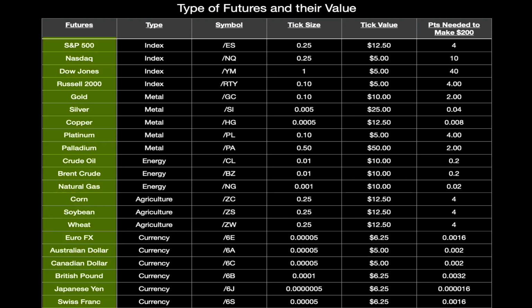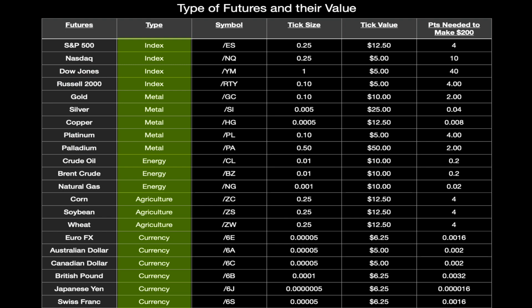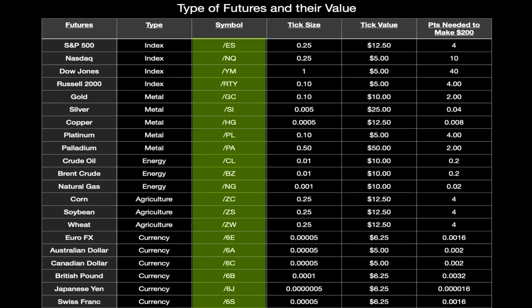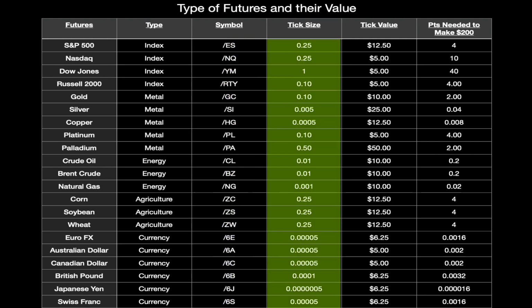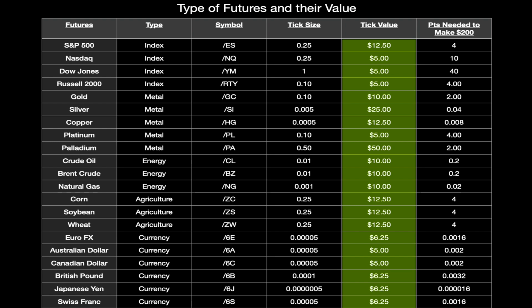So this column right here represents the name of the futures contract. The next column represents the type of futures that contract is. These are the symbols associated with those futures, and you would enter these symbols into whatever broker software you're using to trade. The next column represents the tick size for each of these futures, meaning these are the increments that they move in on the trading chart, which brings us to the column for tick value.